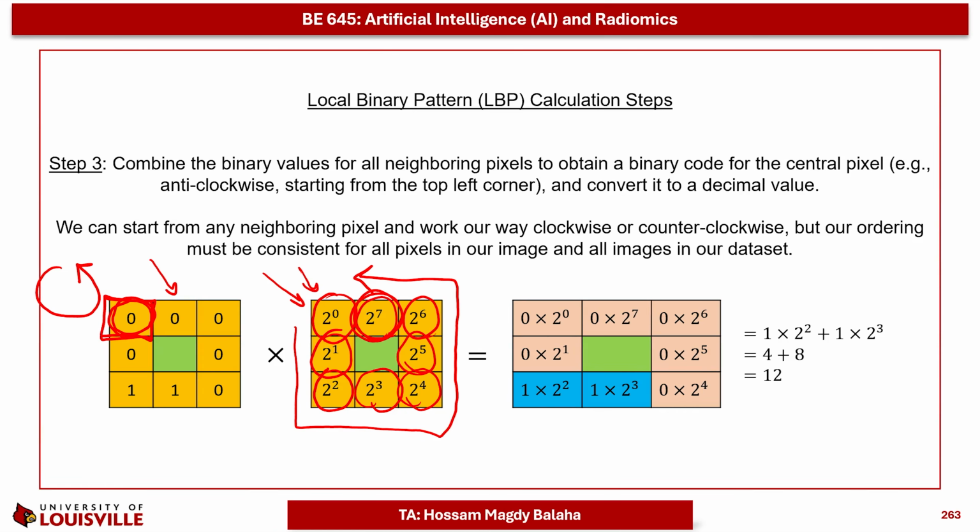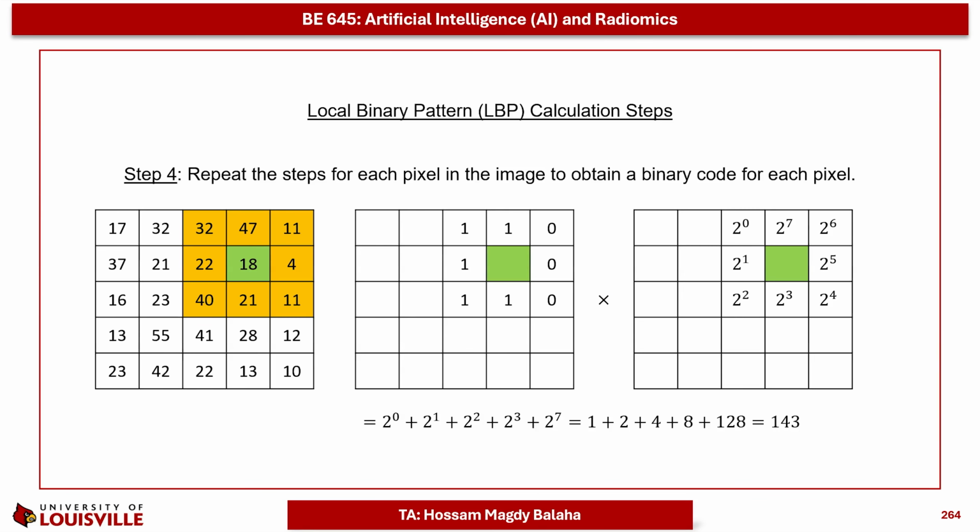Multiply the corresponding pixels: 0 multiplied by 2 to the power of 0, 0 by 2 to the power of 1, 1 multiplied by 2 to the power of 2, and the same for the others. Sum all of that together, and you will obtain a final value of 12. After completing that, you will replace the original threshold value with the new value, which is 12 here. Next, you will repeat these steps for each pixel in the image to obtain the binary code for each pixel and the corresponding decimal value.